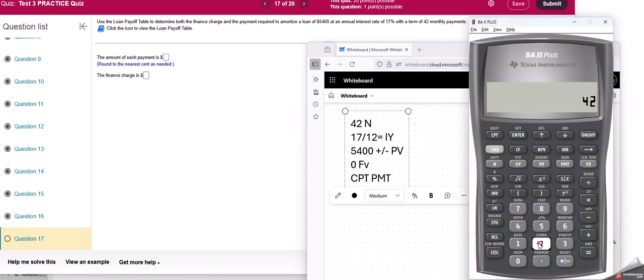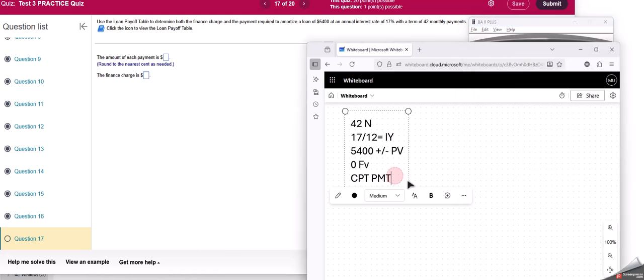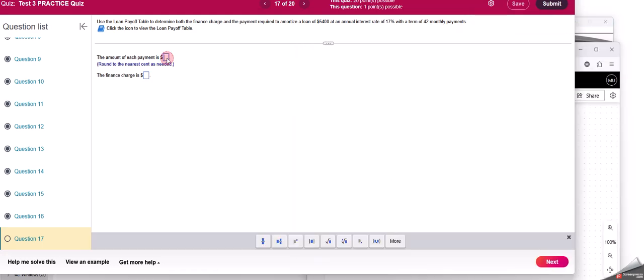So 42 is our N. 17 divided by 12, push equals, and that's IY. 5,400, hit the plus or minus button to make it negative, is the PV. No future value, and then we'll compute the payment. So $171.47. So that's the amount of the payment.